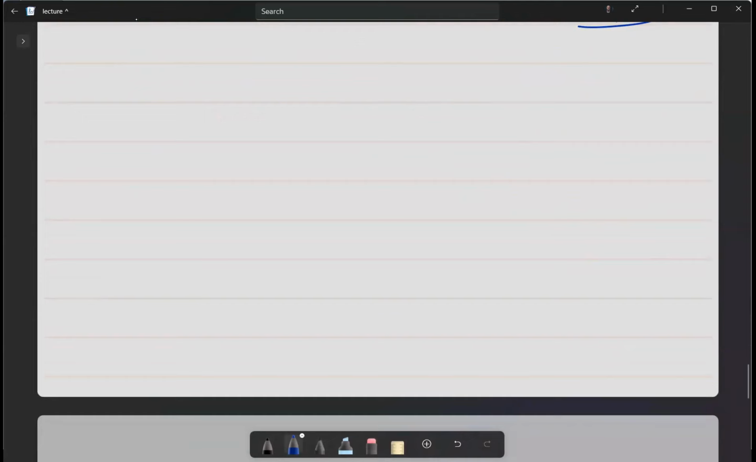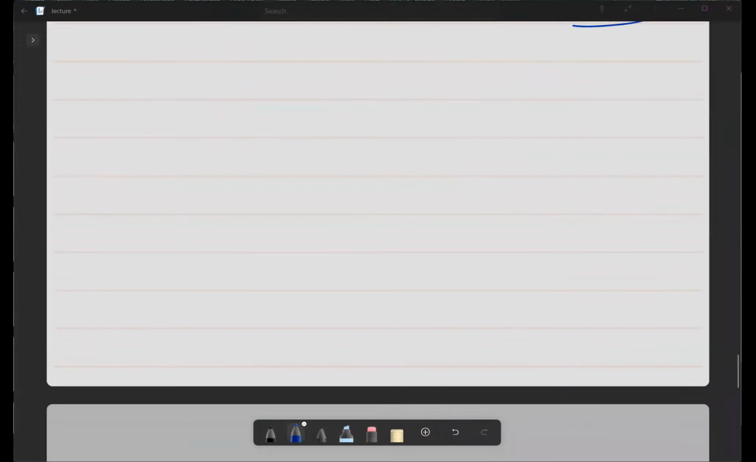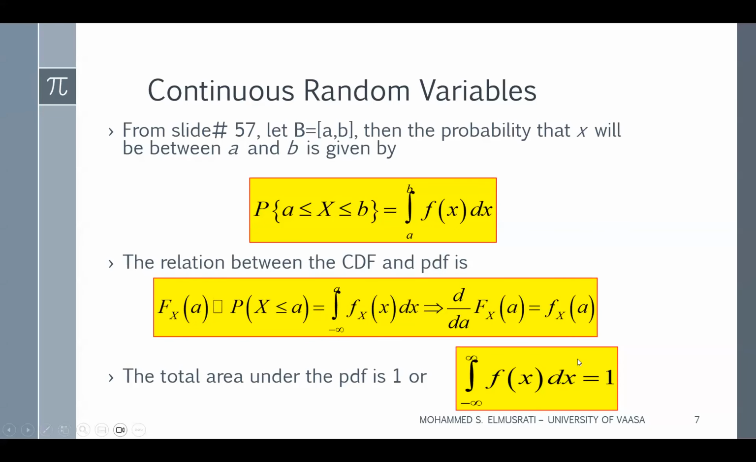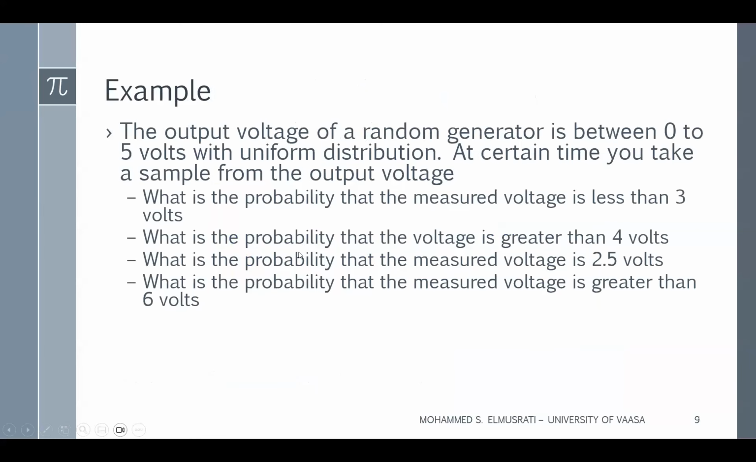There is another distribution, called the exponential distribution, as we can see. So I will share the slides. Now we have already seen this and explained it. This one is the uniform distribution. There is one example, exactly the same as the example I just explained, but here we have a random generator from 0 to 5 volts with uniform distribution.